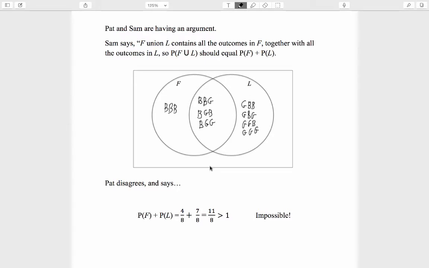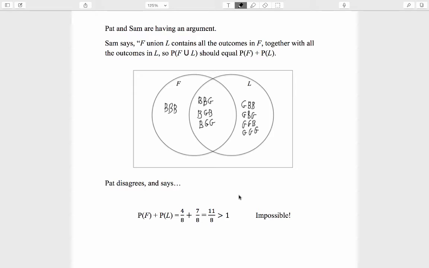Pat disagrees and says that can't be right, in part because the probability of F plus the probability of L equals 4 out of 8 plus 7 out of 8 equals 11 out of 8, which is greater than 1. That's impossible. No event can have a probability greater than 1. There is something wrong with Sam's idea.